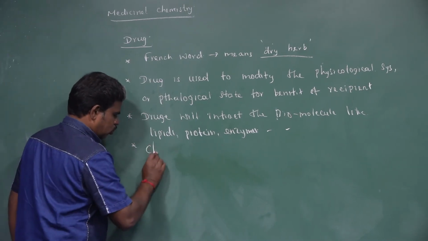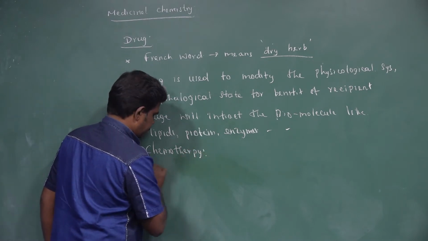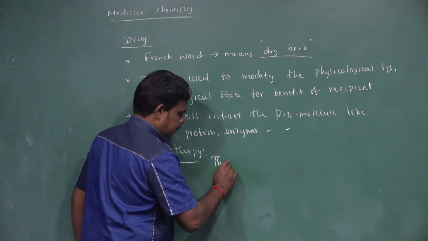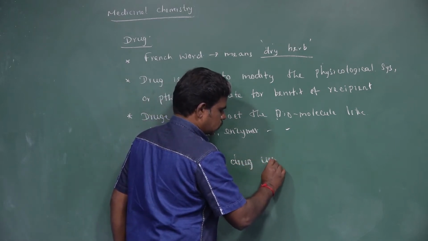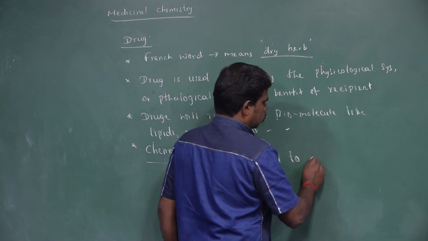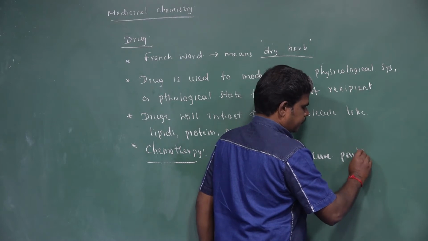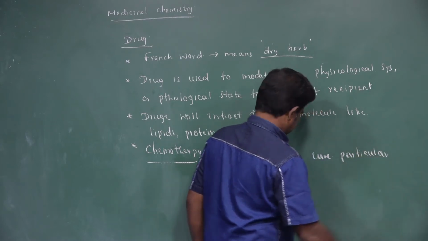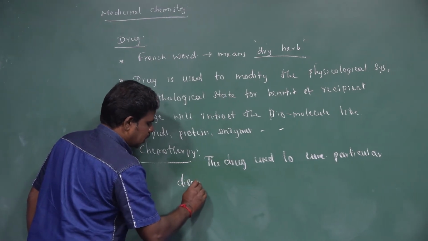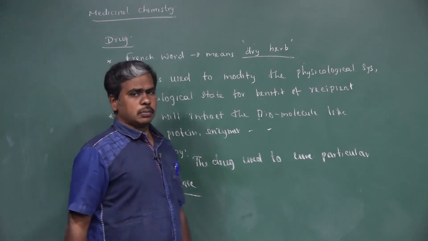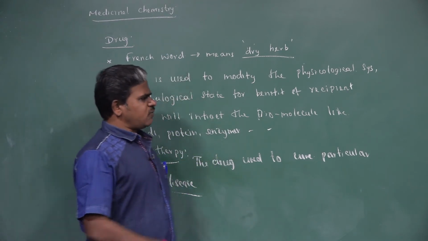So, what is chemotherapy? Chemotherapy is the drug which is used to cure a particular disease. So, the drug which is used to cure particular diseases is known as chemotherapy. And why are we using that?